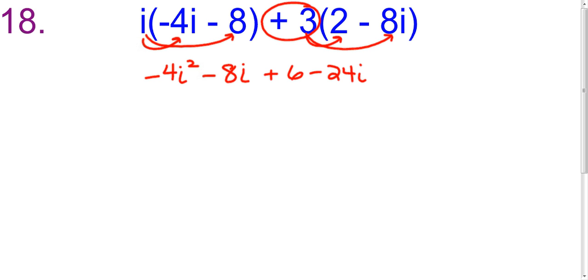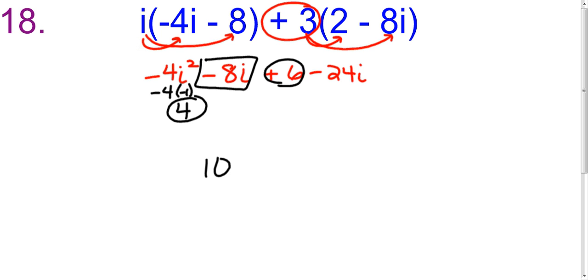All right, so negative 4 times i squared is negative 1. So really this becomes a positive 4 right there. And I can combine that 4 with that 6 to make 10. And then I have negative 8i and negative 24i, which gives me negative 32i.